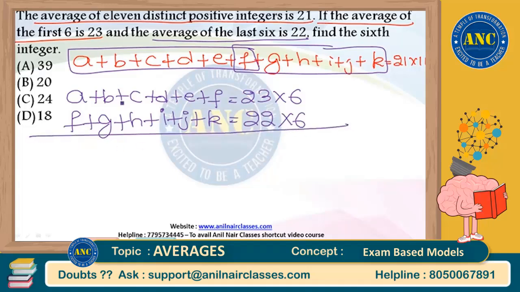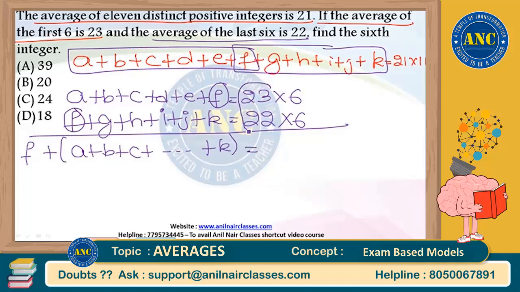If I add it, F is written one time here and F is written another time. So one of the times F I will write outside. The remaining things are A to K, right? The right hand side is 23 plus 22, which is 45. 45 into 6 is nothing but 270, right?